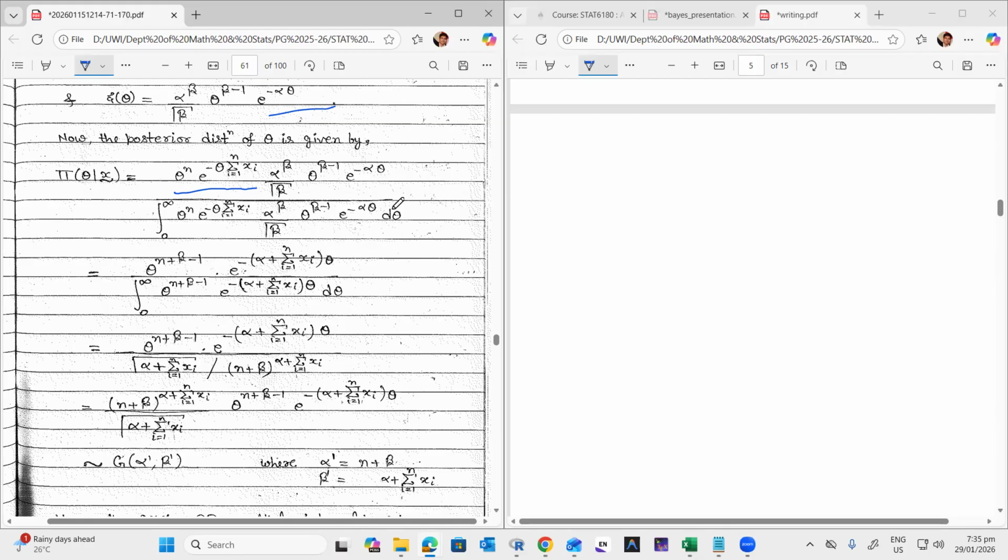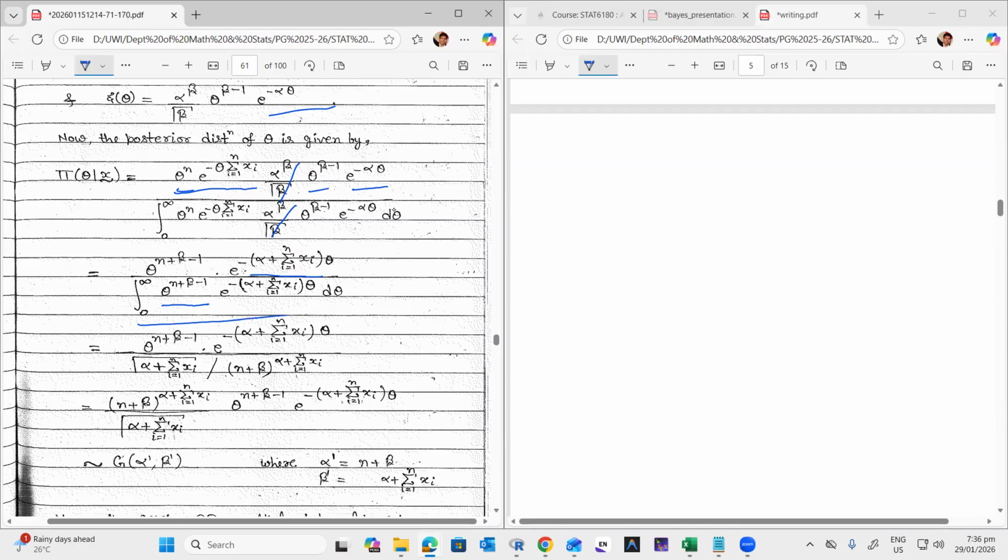So now here alpha raised to the power beta divided by gamma beta will cancel out from the numerator and denominator, and theta raised to the power n and theta raised to the power beta minus 1, we can add both of them, so it will become theta raised to the power n plus beta minus 1. And e raised to the power minus theta summation xi and e raised to the power minus alpha theta we can add because the base is the same, so it will become e raised to the power minus alpha plus summation xi.